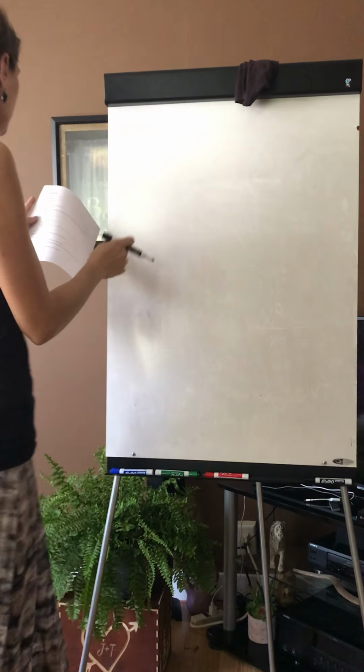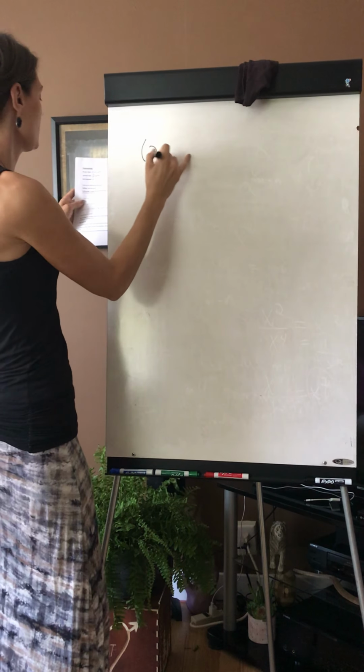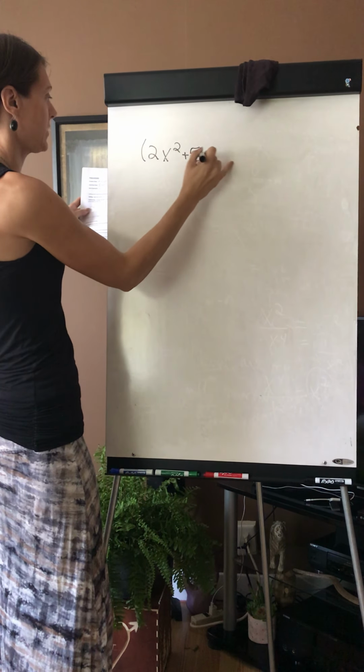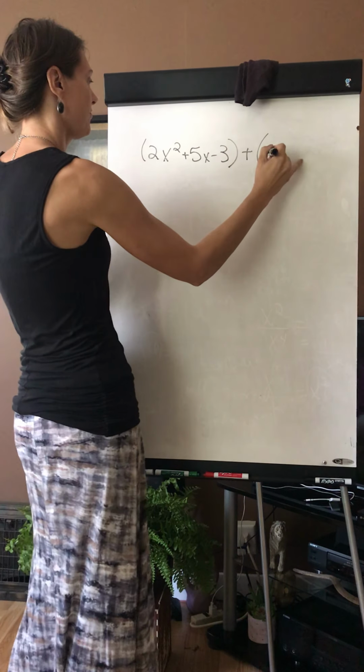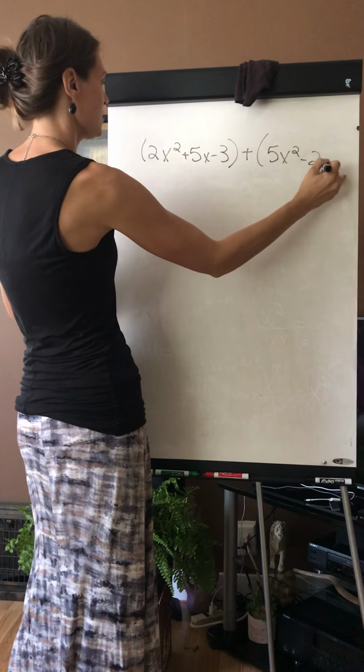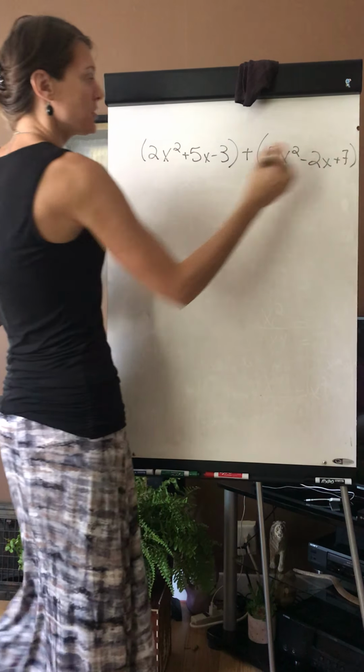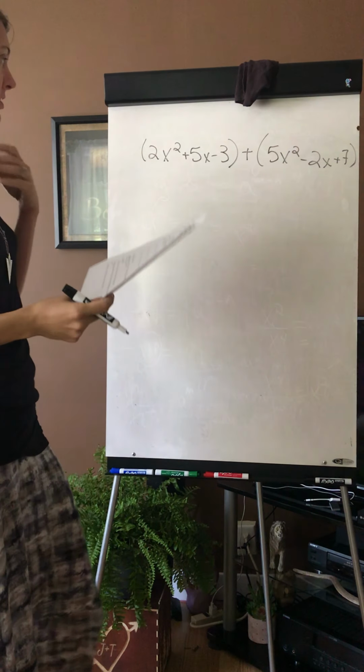So let's go ahead and look at the first grouping. We've got the 2x squared plus 5x minus 3 added to 5x squared minus 2x plus 7. So these are both examples of polynomials.